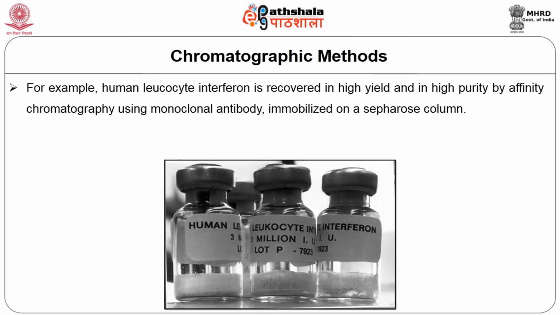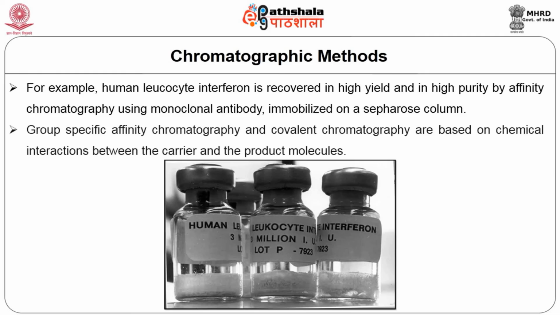For example, human leukocyte interferon is recovered in high yield and in high purity by affinity chromatography using monoclonal antibody immobilized on a saccharose column. Group specific affinity chromatography and covalent chromatography are based on chemical interactions between the carrier and the product molecules.